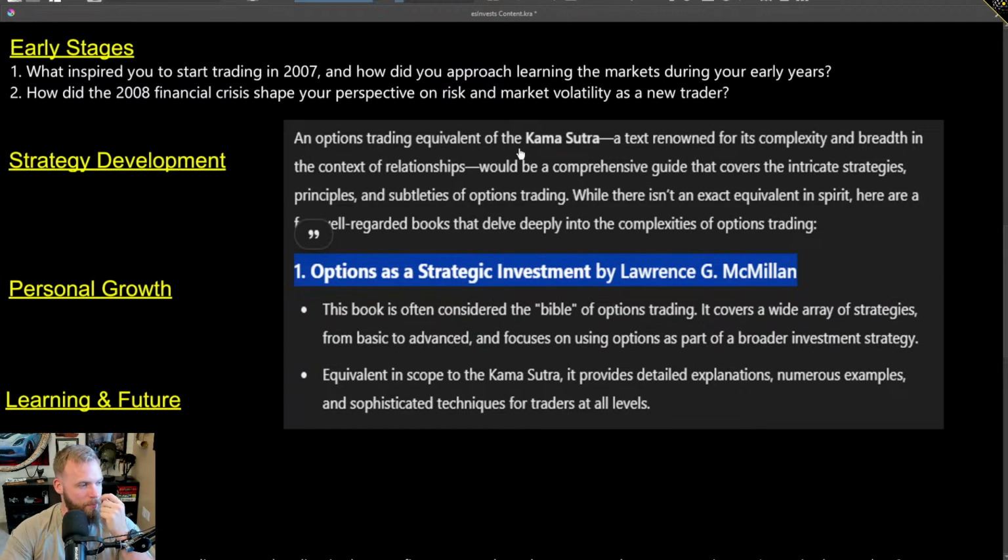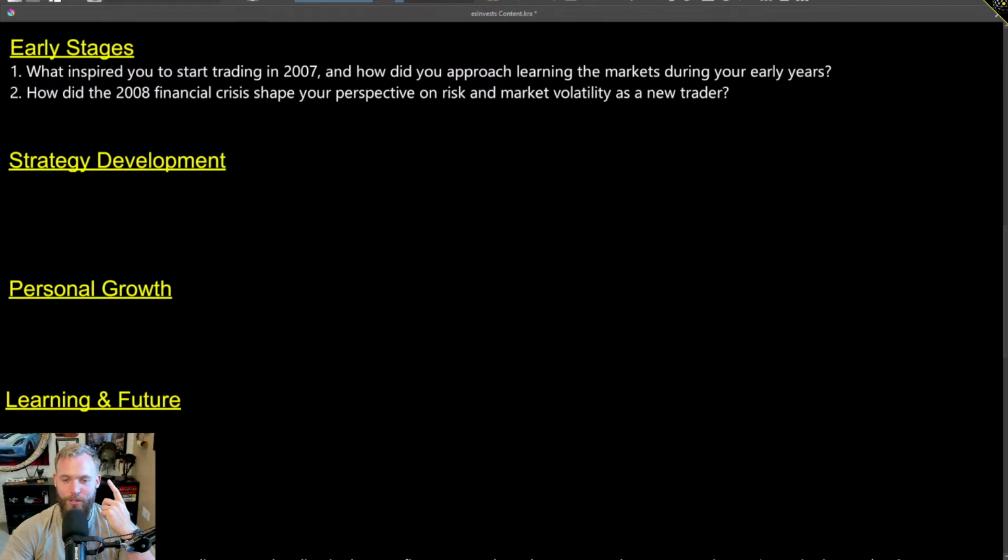But we can see that the Kama Sutra is a text renowned for its complexity and breadth in the context of relationships. Would be a comprehensive guide that covers intricate strategies, so on and so forth. The very first one is Options as a Strategic Investment.